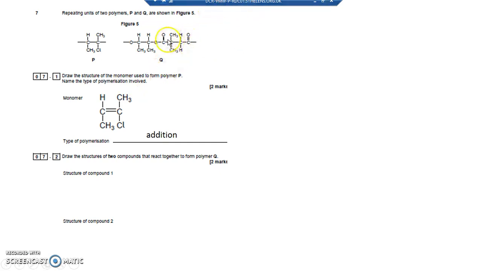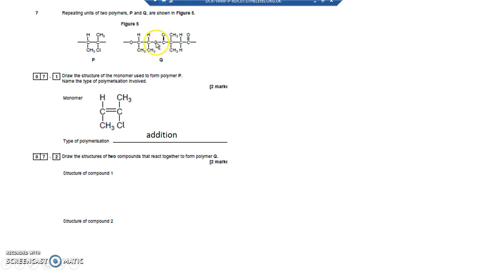Yeah, it's a polyester, so you've got a carbon to oxygen bond here. This is an ester bond in the middle. This is a polyester, and in between the CO and the O there, that's where the bond is formed, and that's where the bond would break again if you reacted it with something like dilute alkali, dilute base.